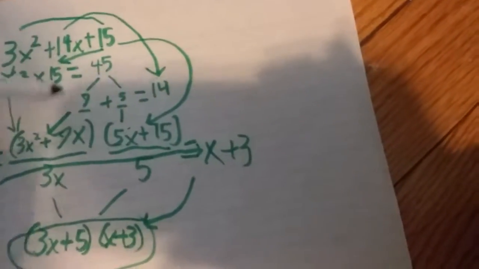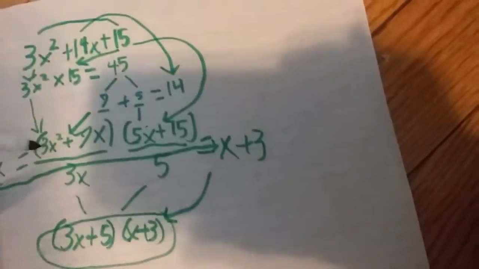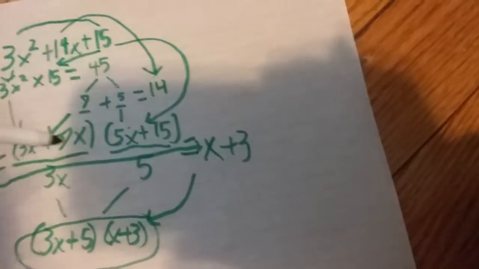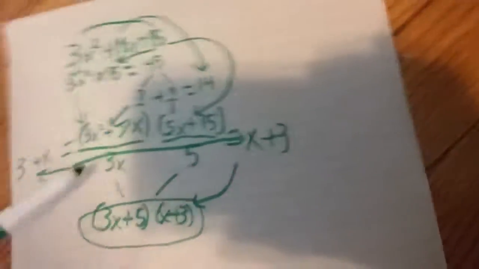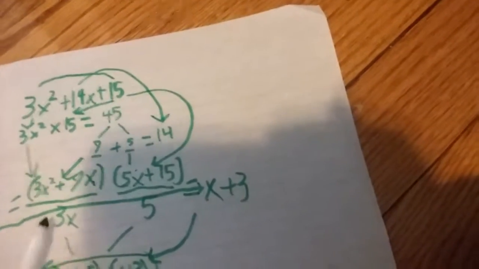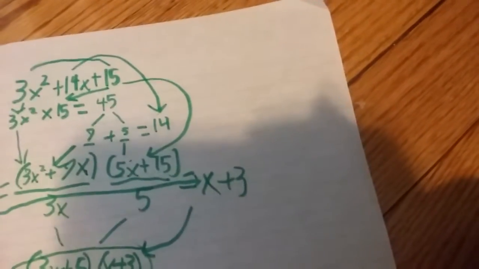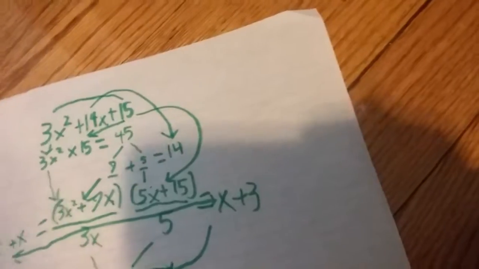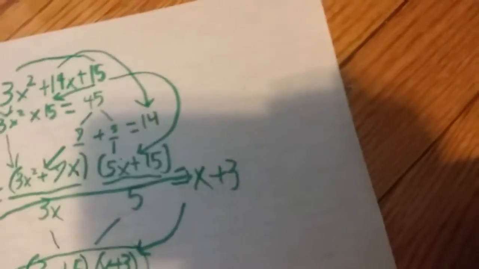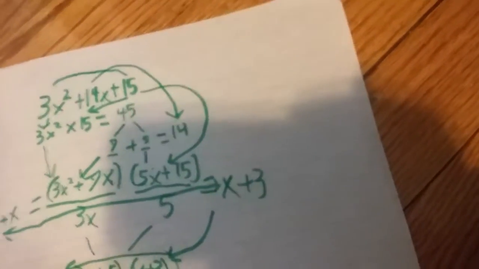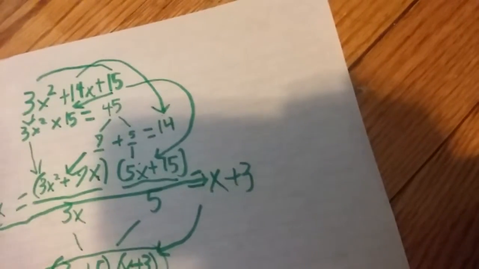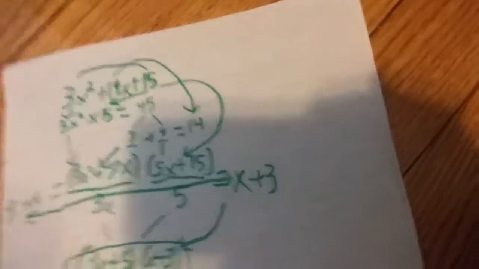Here, you would separate them again, like before: 3x squared plus 9x, and 5x plus 15. You divide them by the greatest common factors. What you get is 3x and 5. Then you would figure out that 3 plus x, or x plus 3, are the same thing, and thus you know it's correct. Then you would put the x plus 3 down to here, and you would put these together to get 3x plus 5. And that's the solution for this one.